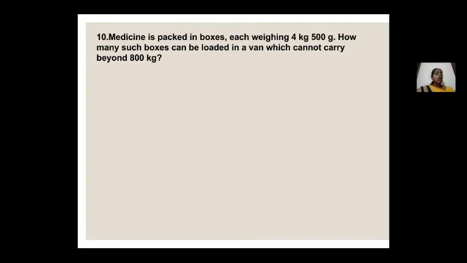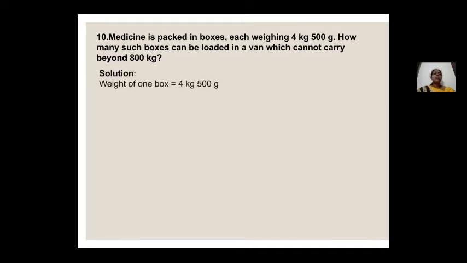See how many boxes can be kept in that van. One box weighs 4 kg 500 grams, so how many such boxes can be kept in that van? But that van's capacity is only 800 kg. Beyond that, it cannot be possible. So how to do it? Let us see.